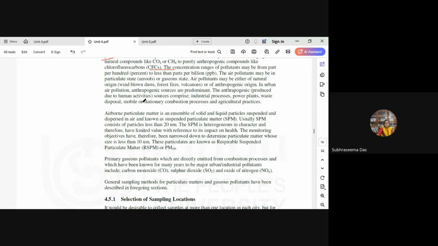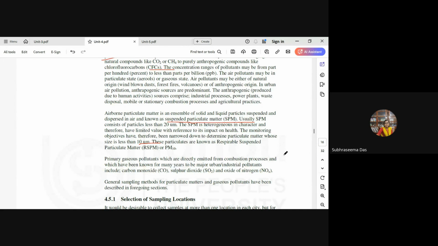Also, we have airborne particulate matter that gets suspended or dispersed in the air, and we call it suspended particulate matter, that is SPM. Usually, these SPM are particles that are less than 20 microns. However, these particles have been narrowed down to determine the particulate matter size, and their size has been reduced to 10 microns.